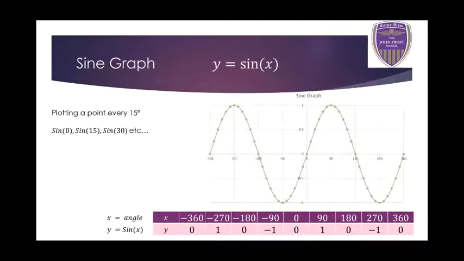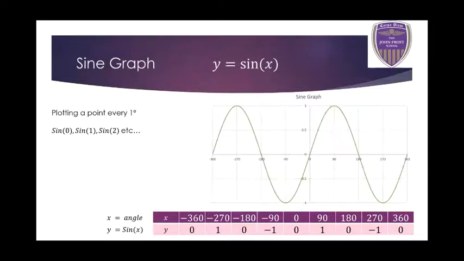And then the final graph is just going to be plotting a point on every degree, okay? This graph, we pretty much knew the shape of after plotting a point every 45 degrees, but this just shows that it is a constant repeating wave pattern, okay? So how can we summarize a sine graph? Let's talk about the features of a sine graph.